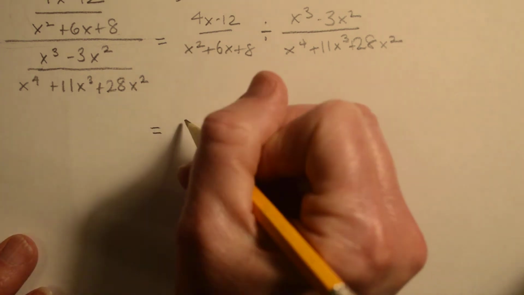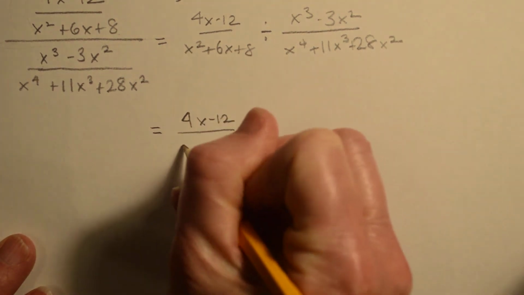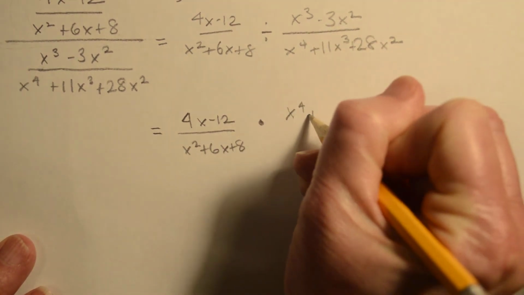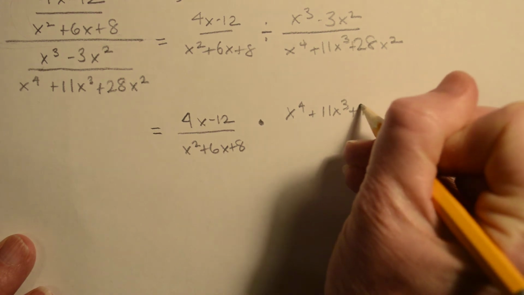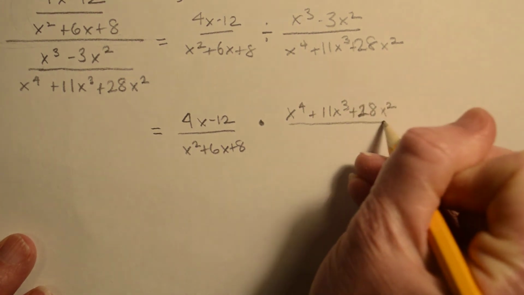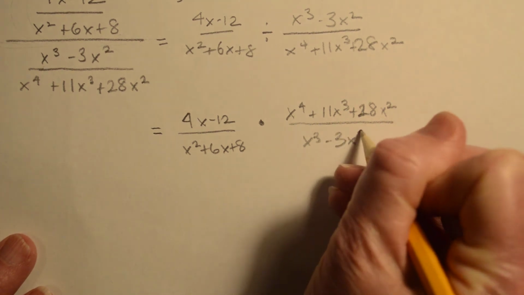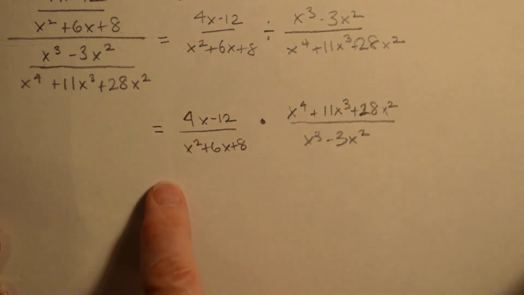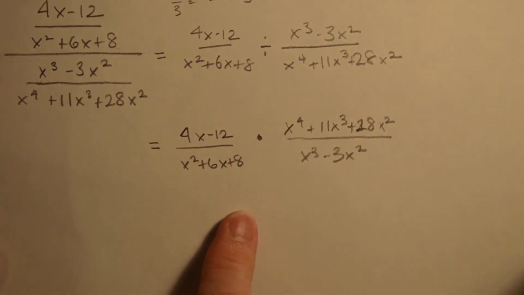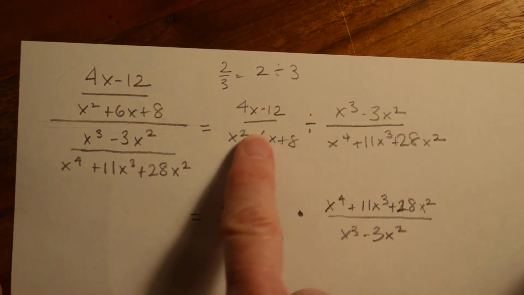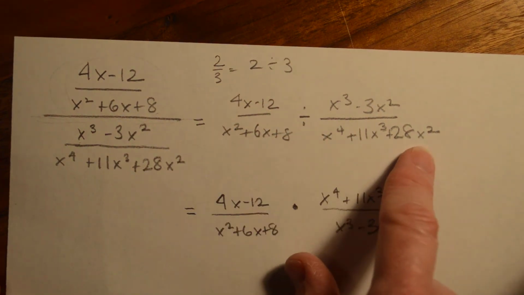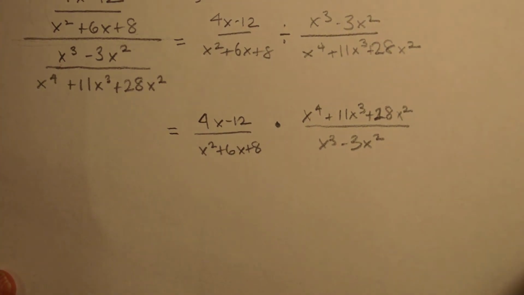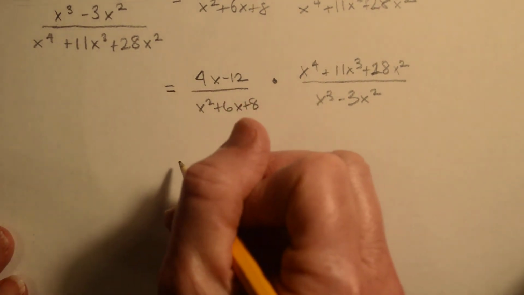When we do keep, change, flip, we've got 4x minus 12 over x squared plus 6x plus 8, times x to the fourth plus 11x cubed plus 28x squared over x cubed minus 3x squared. Now that we have this, I'm going to factor everything. In fact, at this point I really shouldn't even need to go on, because we've already done algebra review problems written like this, where we're multiplying rational expressions. But I'm going to keep going so that you can see the whole process.